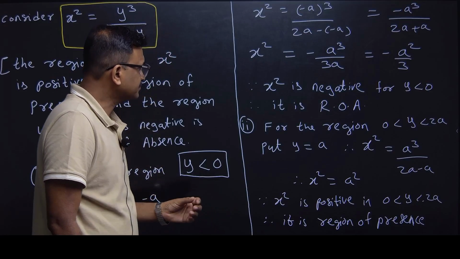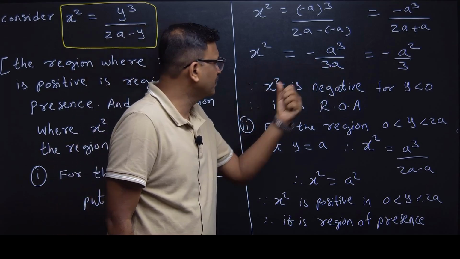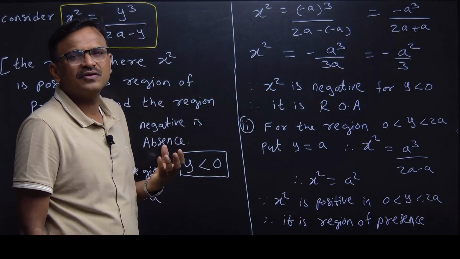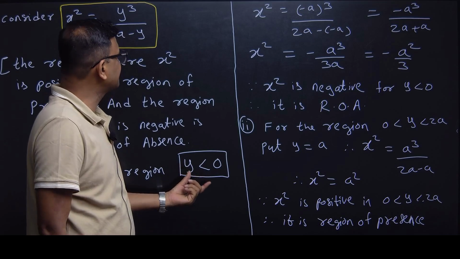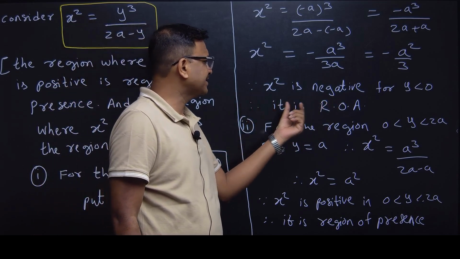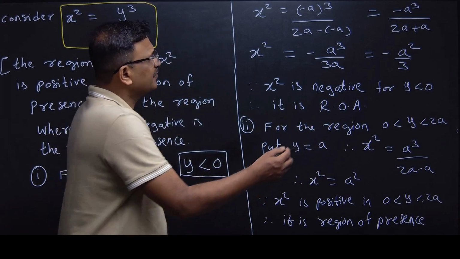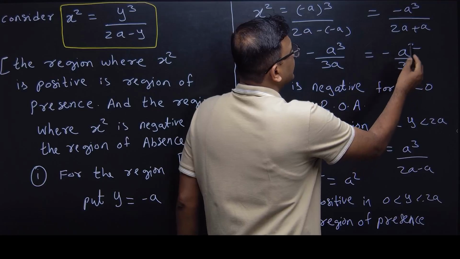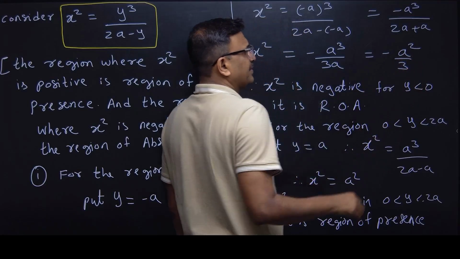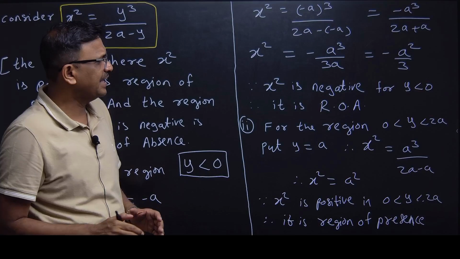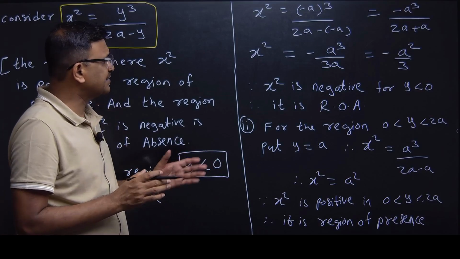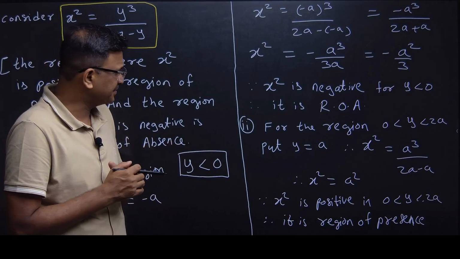Now, see, x square we are getting negative. X square is negative for this region, y less than 0. X square is negative in that region. That means that region is the region of absence. See, we are interested in only finding whether x square is positive or negative. We are not interested in the magnitude, remember. X square is negative just implies that the region y less than 0 is a region of absence.